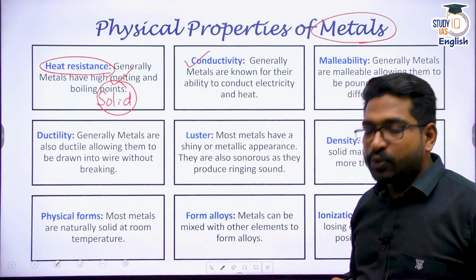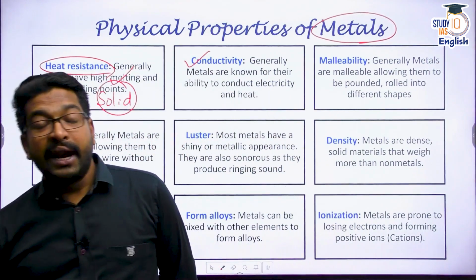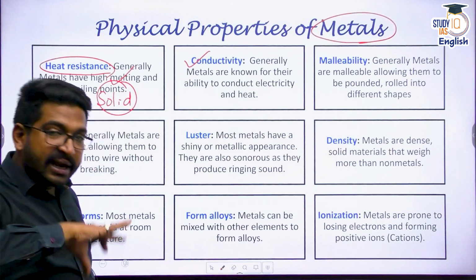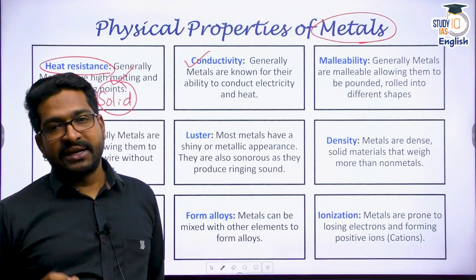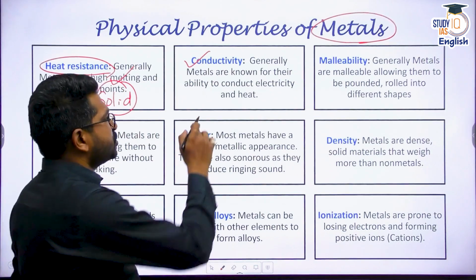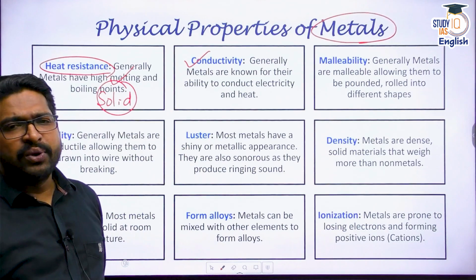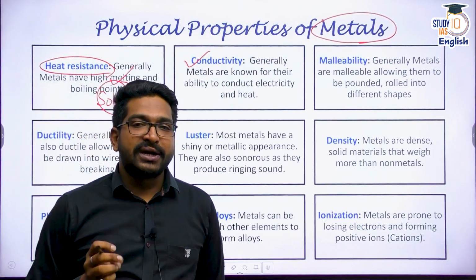Apart from that, they are conductive. That means they are good conductors of heat and electricity. They conduct heat and electricity both. And I'm writing this generally. Now, this conductivity also varies from metal to metal according to its chemical characteristics, right? But in general, they are good conductors. You can talk about iron, you can talk about aluminium, silver, you can talk about copper. They are good conductors of electricity and heat.